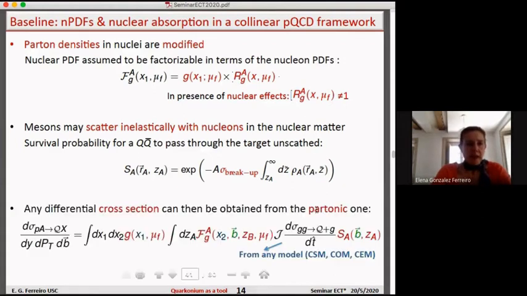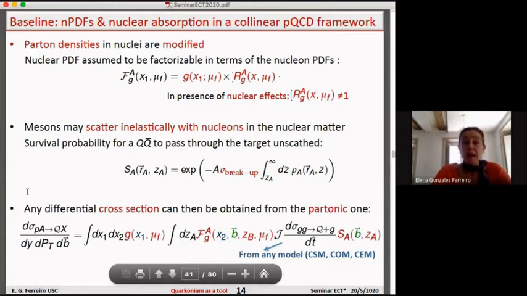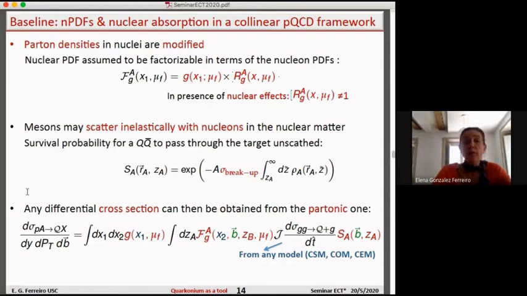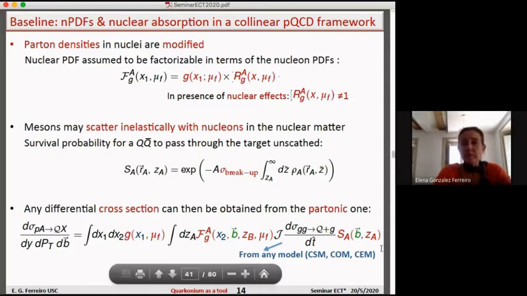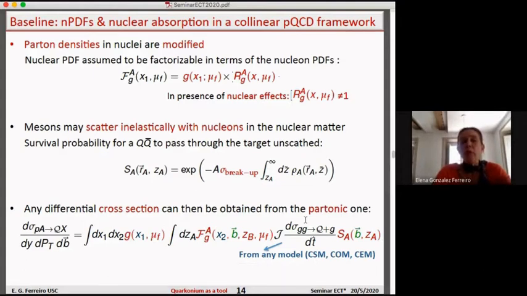You can calculate any differential cross-section if you put here your effects, and also here the partonic cross-section. For the partonic cross-section, as I showed you before, since the different models work fairly well up to mid-PT, you can use any model. In fact, I used different models, and the results are more or less similar in proton-nucleus. The results will be the following.